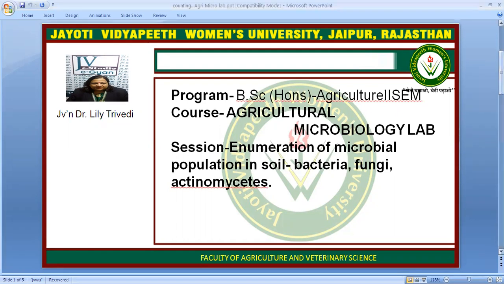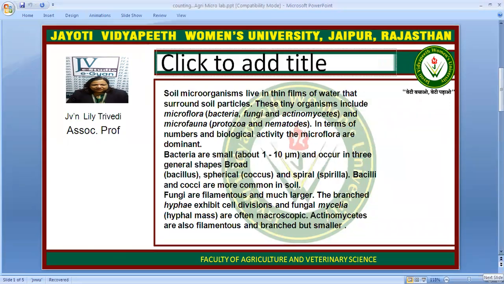Now, soil microorganisms have played a great role and have to be enumerated. They live in a thin film of water that surrounds the soil particles. These tiny organisms include the microflora, that is the bacteria, fungi, and actinomyces, and microfauna, that is the protozoa and nematodes. In terms of numbers and biological activity, the microflora are more dominant.